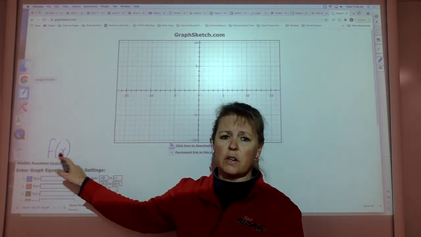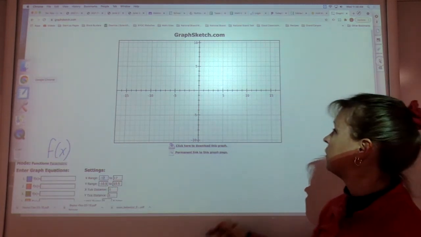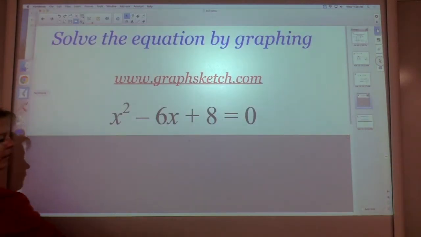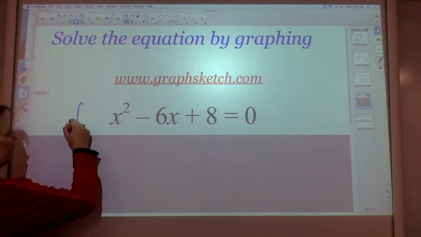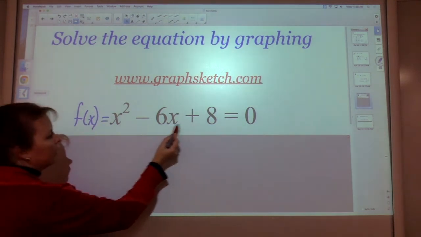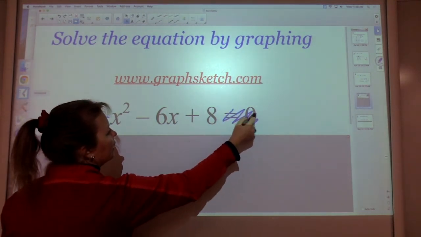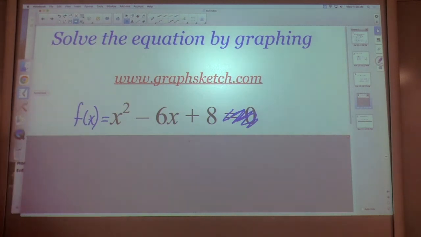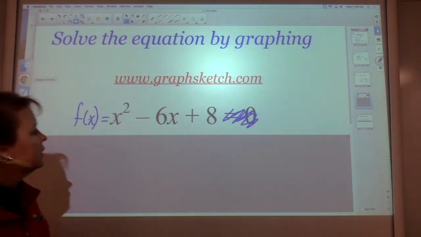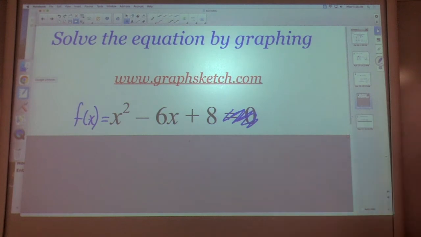We haven't done functions or f of x since first semester, but all that means is that you're going to type this in as f of x equals. You're going to put all of this in, but not the equals 0, because you yourself are going to go find out where it equals 0. So let's type in x squared minus 6x plus 8.